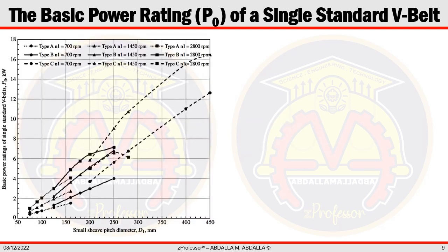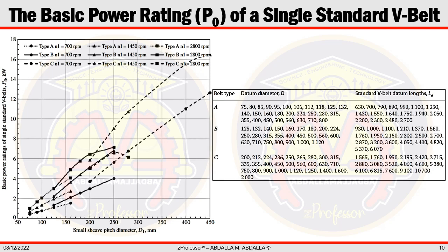This slide shows the basic power rating of single standard type A, B, and C V belts as a function of a small sheave pitch diameter, choosing rating speeds of 700, 1450, and 2800 RPM. The pitch diameters of small sheaves are given by the abscissas of the points in the diagram and can be referred to in the table. By interpolating, the basic power rating at different rotational speeds may be found.